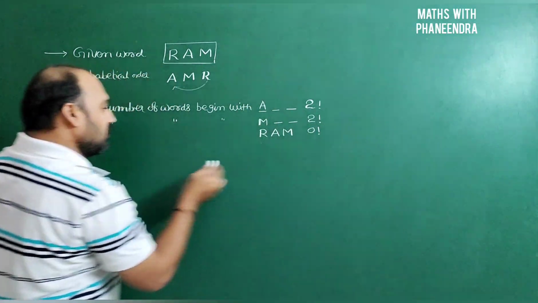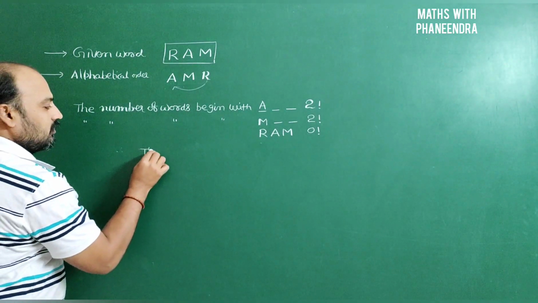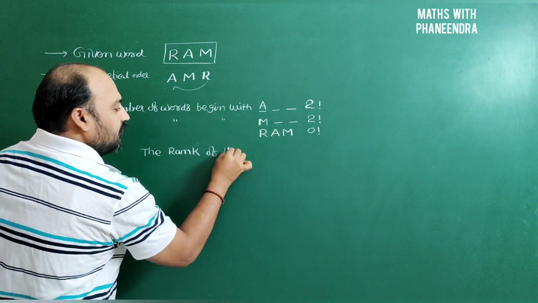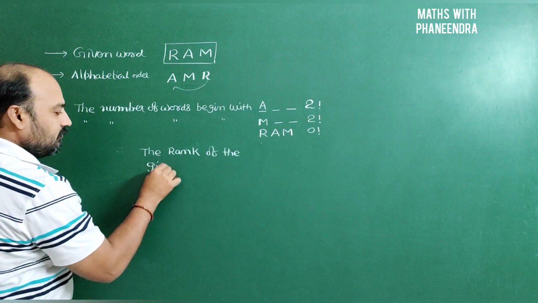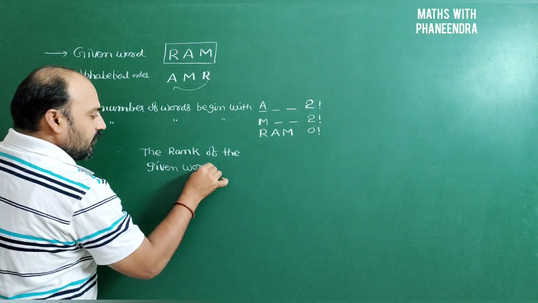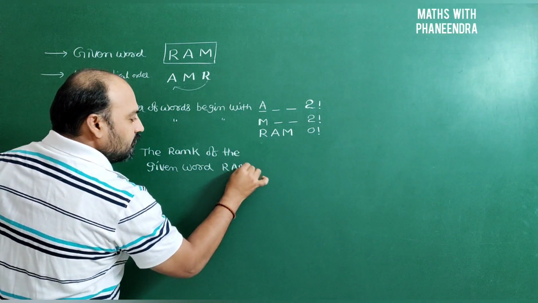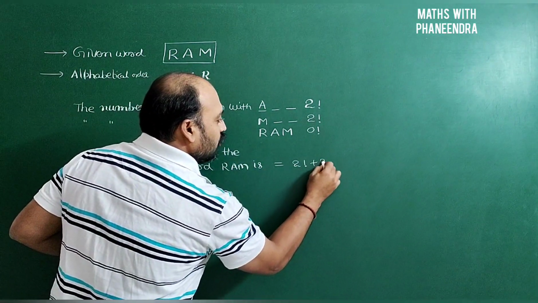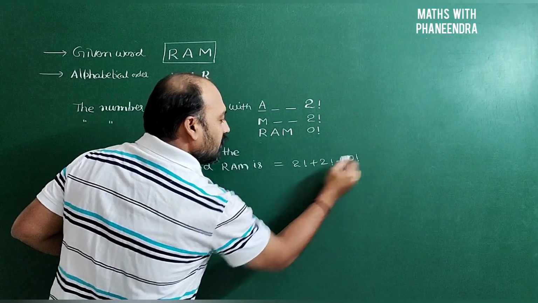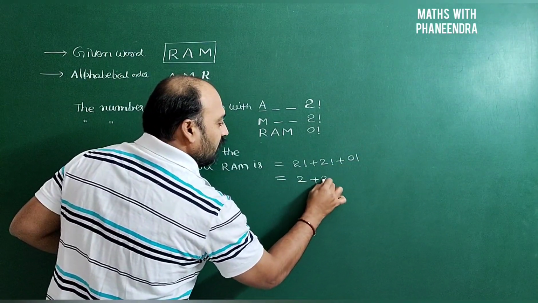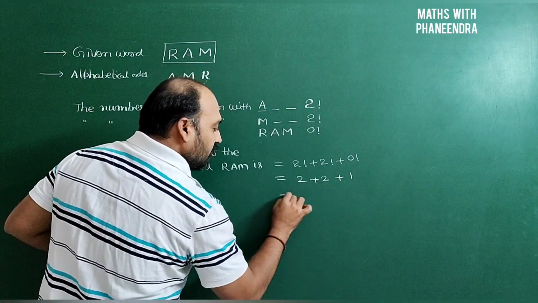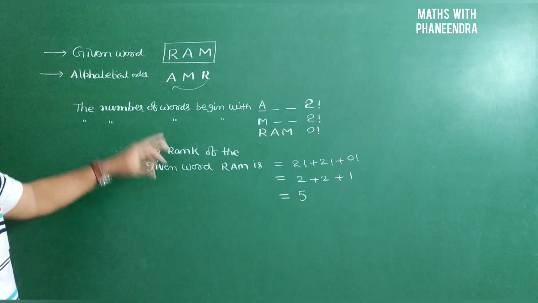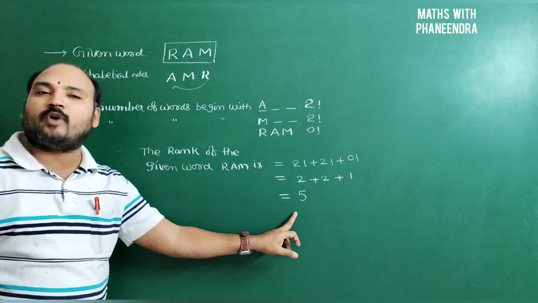After that you can add all that. Therefore, the rank of the given word RAM is 2 factorial plus 2 factorial plus 0 factorial. 2 factorial means 2, 2 factorial means 2, plus 0 factorial means 1, which is equal to 2 plus 2 plus 1, that is equal to 5. So the rank of the word RAM is equal to 5.